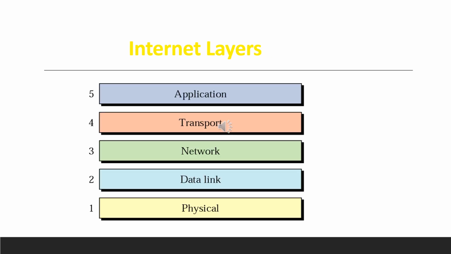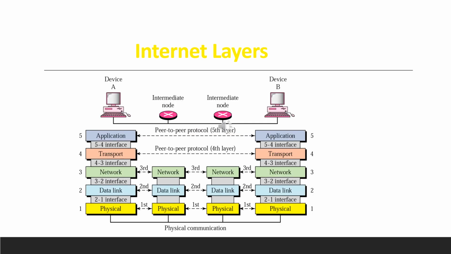The first network model is called the Internet model. It has 5 layers: physical, data link, network, transport, and application layer. As I said, each layer has its own functionalities and responsibilities. So these 5 layers have their own responsibilities.